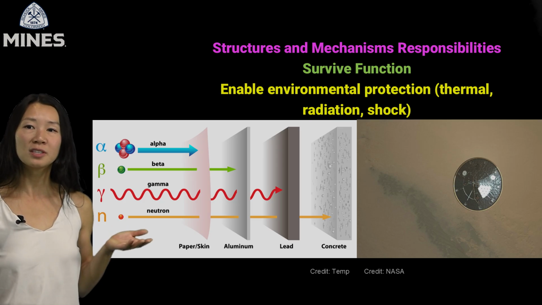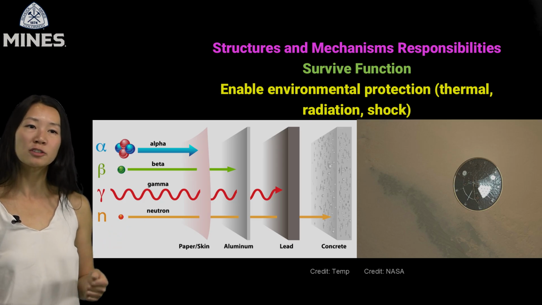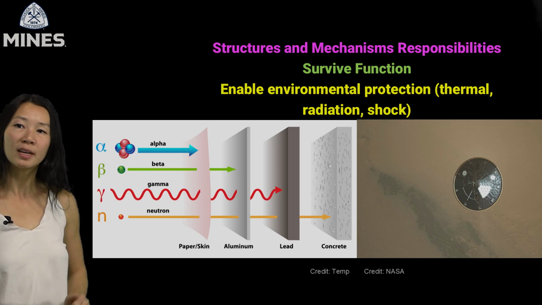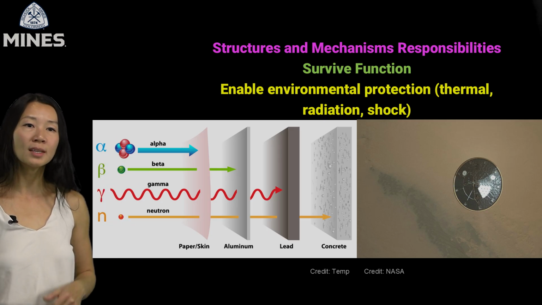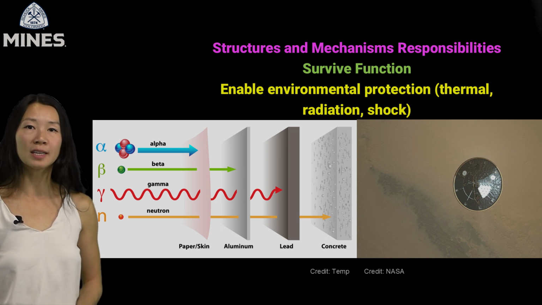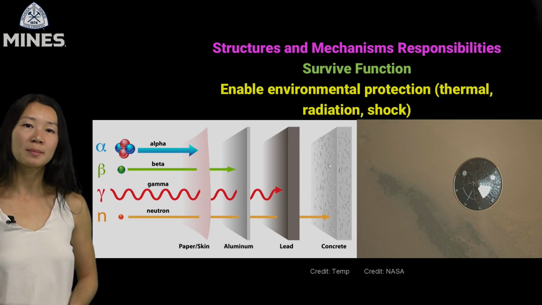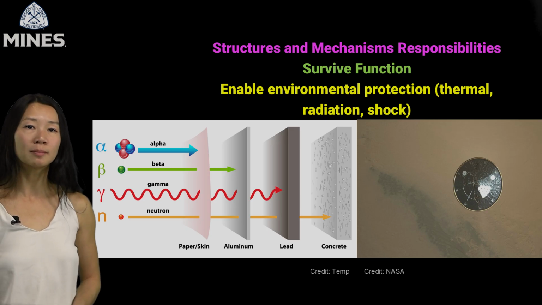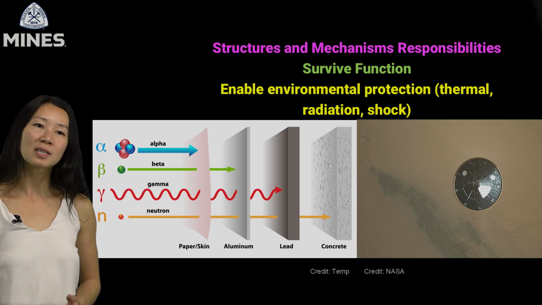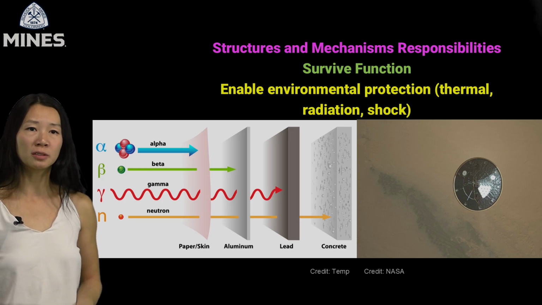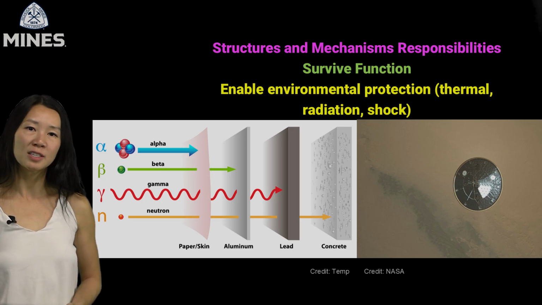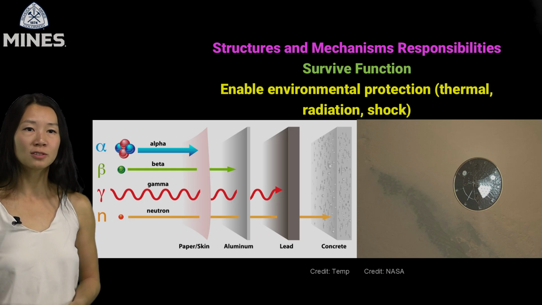On the left, you see a diagram showing the penetration power of different types of radiation: alpha, beta, gamma, and neutrons. Alpha particles can be blocked by just paper or a thin layer of skin. Beta particles can be stopped by materials like aluminum, which is commonly used in spacecraft. Gamma rays and neutrons, however, require much denser shielding, such as lead or even concrete, which are often infeasible for spacecraft due to mass constraints.